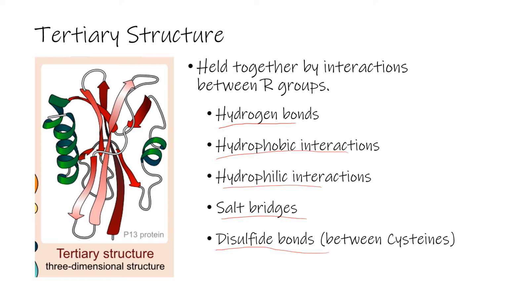All of these interactions hold this three-dimensional shape together. And you can see in this picture of the tertiary structure, you can see the different secondary structures, a couple alpha helical regions. You can see the ribbons, the arrows here forming some beta sheet regions. But it's how all of those things interact together, and the three-dimensional shape that it has is its tertiary structure.